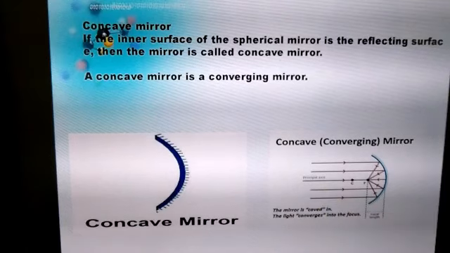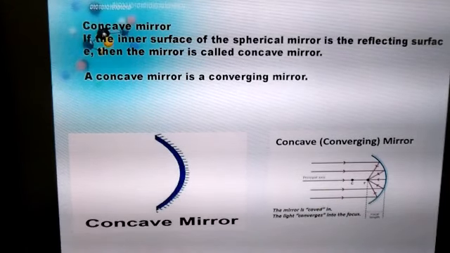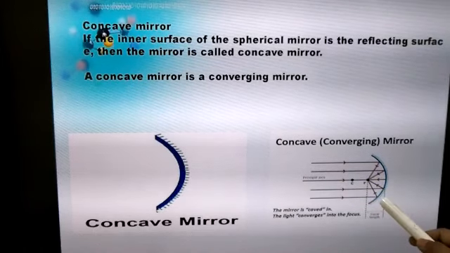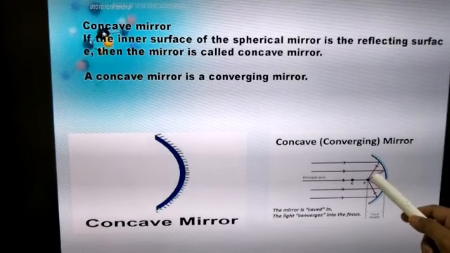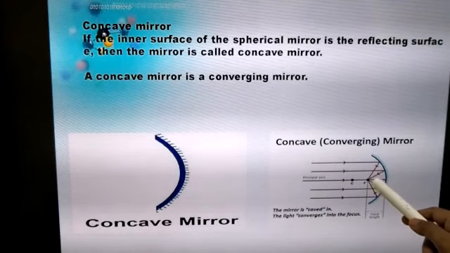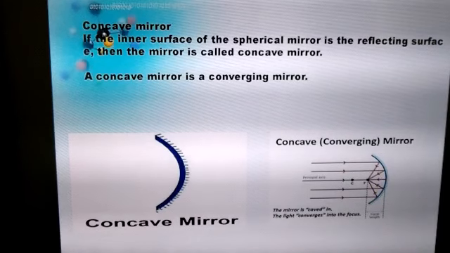Now a concave mirror is also called a converging mirror. This is because when rays of light fall on the concave mirror, we find that after reflection the rays of light meet at one point, and therefore the concave mirror is called a converging mirror.